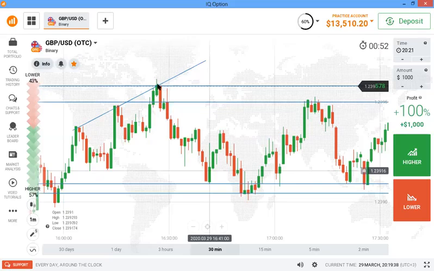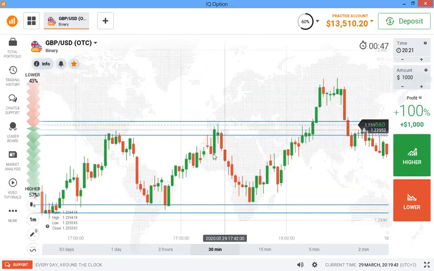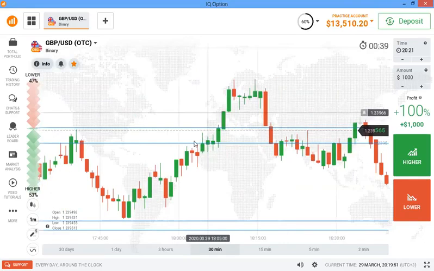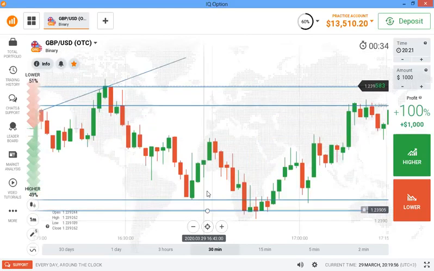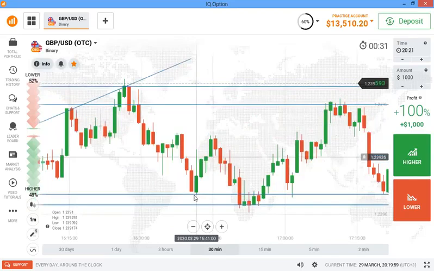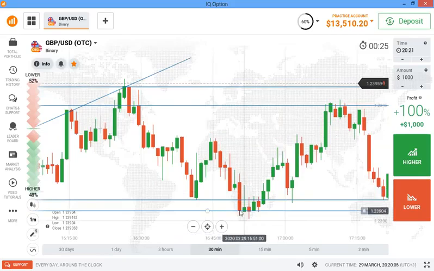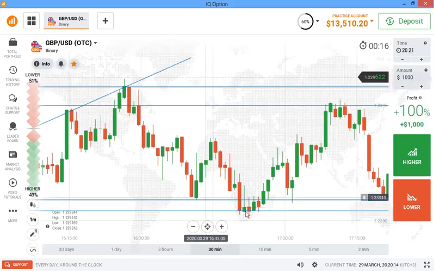That's why I choose this level as the first entry of the ranging market. And here I choose this level as the last entry of the ranging market. Here, the top side, the bottom side, I choose this level as the first entry of the ranging market, and this one also, the first entry of the ranging market. From here to here, the buyers are here.